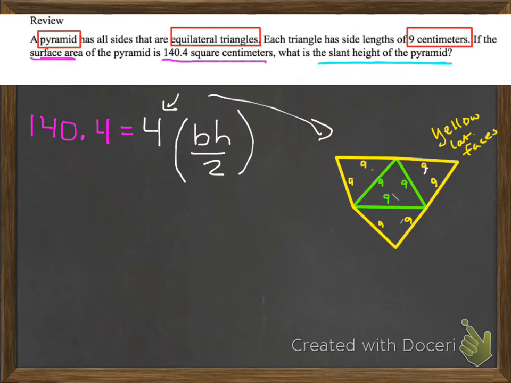So now that we know that we're going to have 4, let's also plug in the base that we already know. So I'm going to do it all in white. We have 140.4 equals 4 times, we know the base of the triangle is going to be 9. The height we don't know, and we know the formula we have to divide by 2 still.